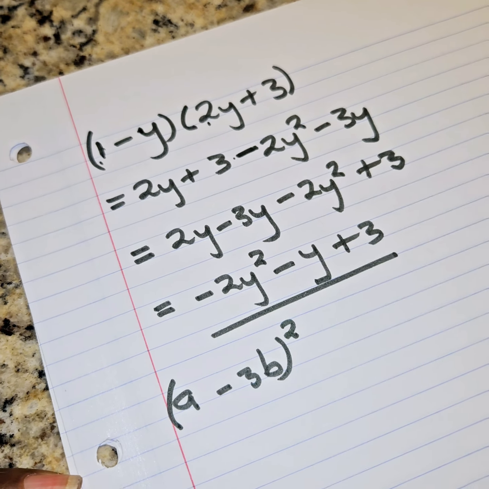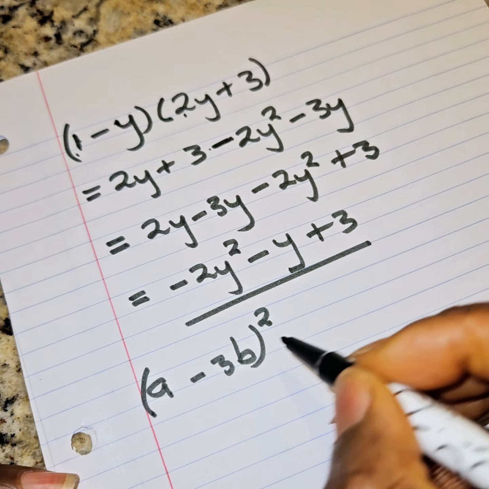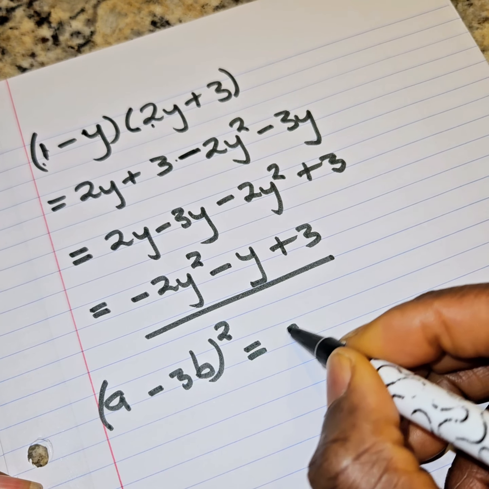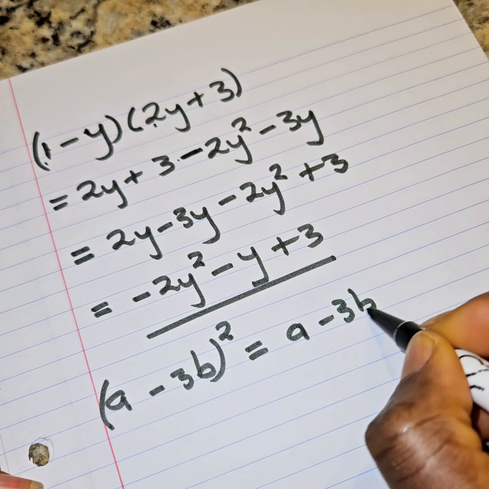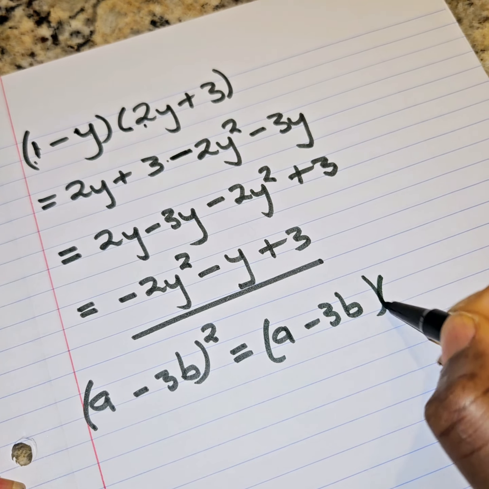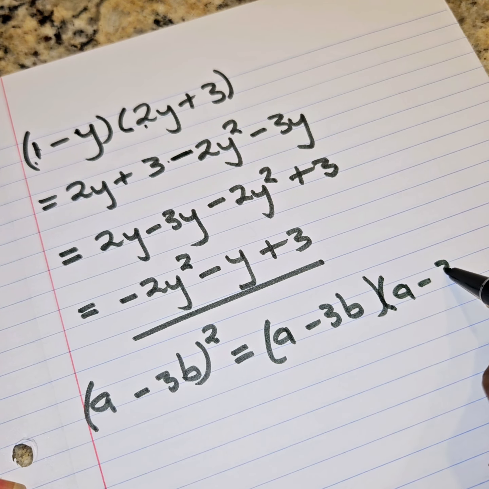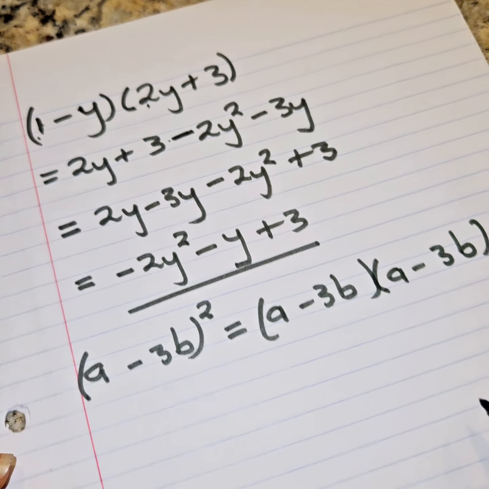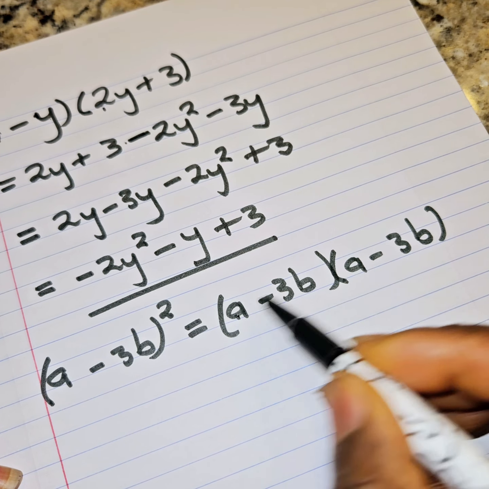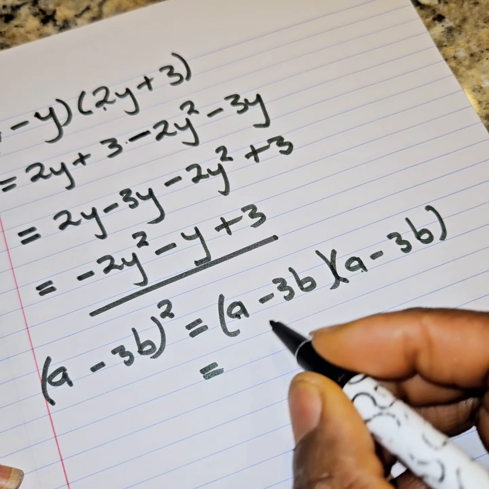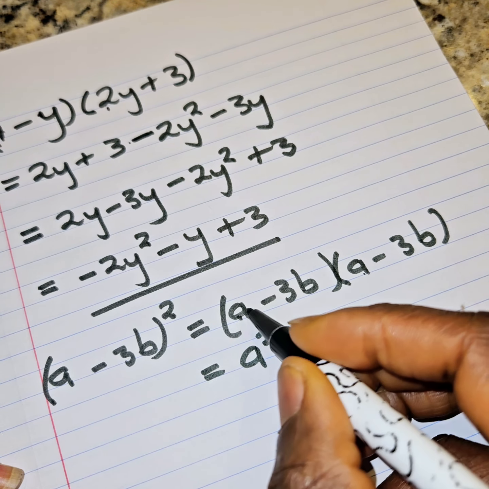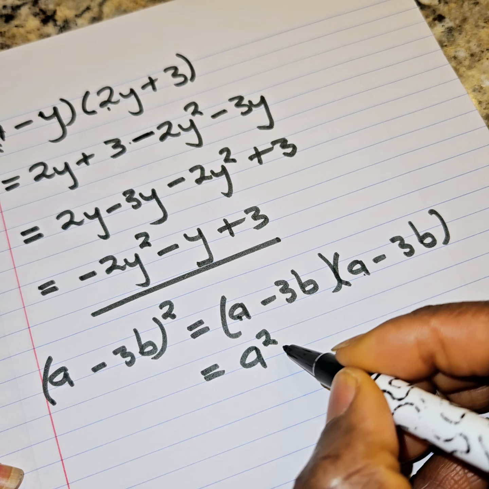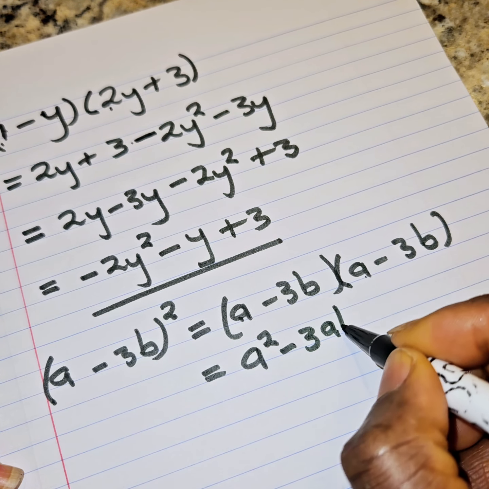Another one, let's do a minus 3b all squared. This simply means I should write a minus 3b times a minus 3b. Now I do the same thing. a times a is a squared. a times minus 3b is minus 3ab.